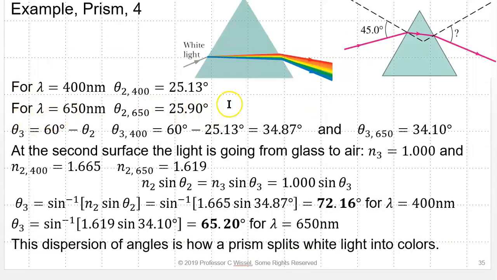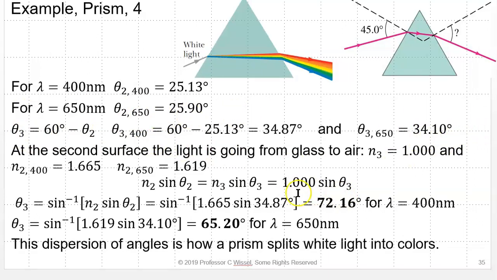This is repeated from the previous part, and now we know that theta 3 is 60 degrees minus theta 2. So for 400 nanometers, we take the value for 400 nanometers and apply it to that formula, and we come up with 34.87. Similarly, for the 650 nanometers, we apply this formula again, and we come up with 34.10.